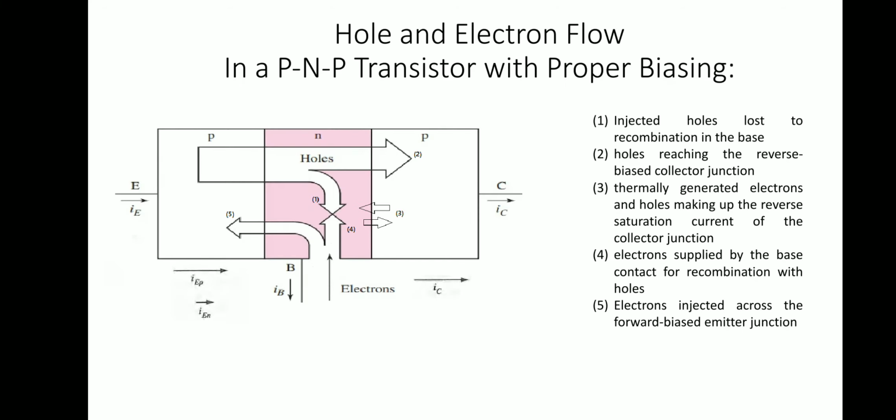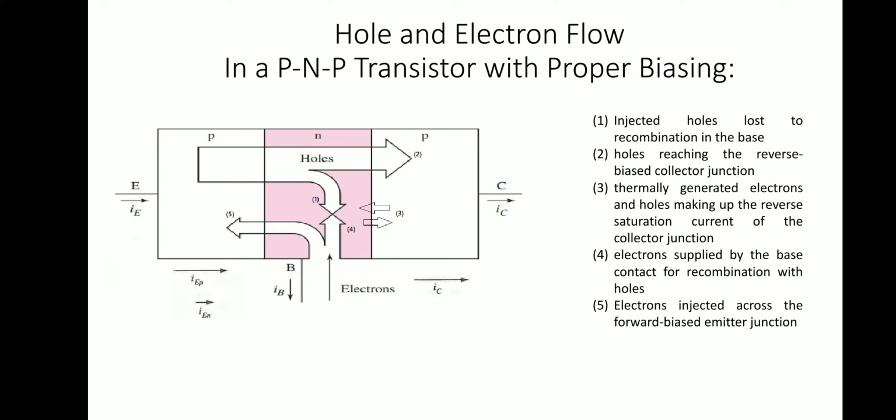In this class we will see the current components of a BJT. Before that, we will see how we have a good PNP or NPN transistor. First we can discuss how we have a good PNP transistor. For most applications we would prefer a good transistor.